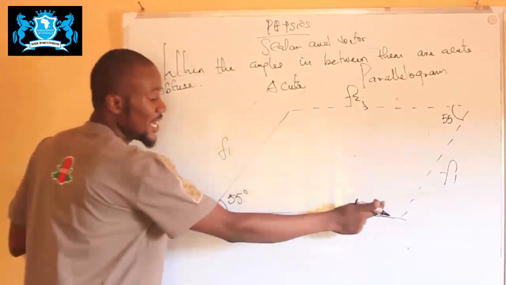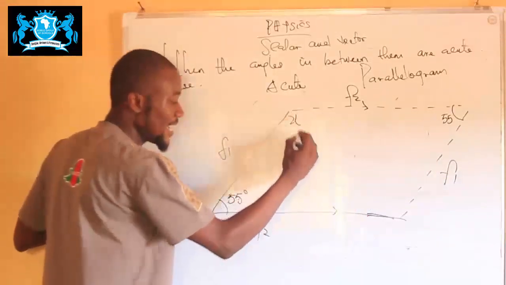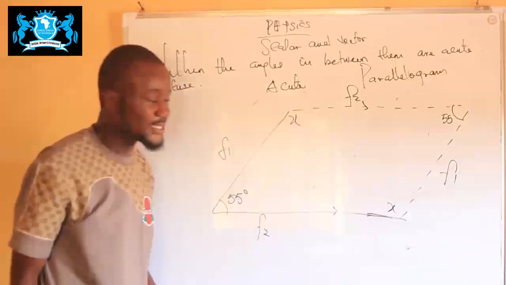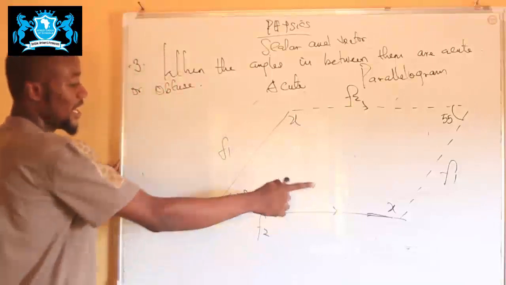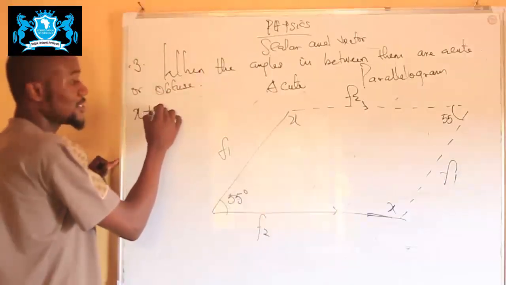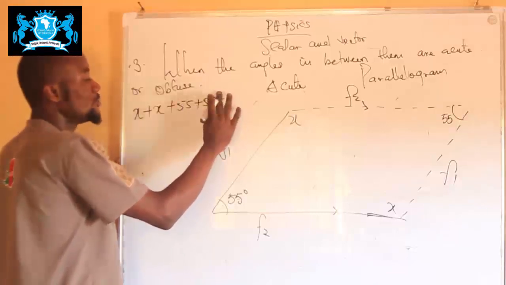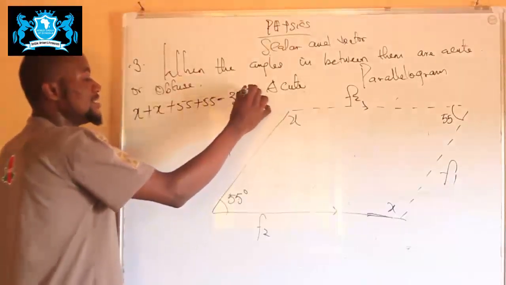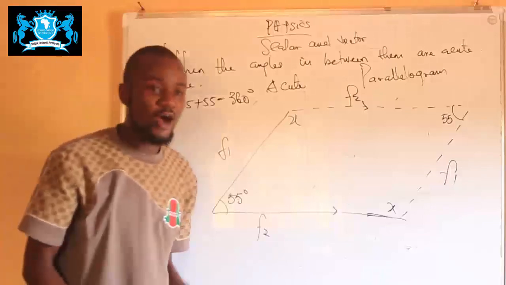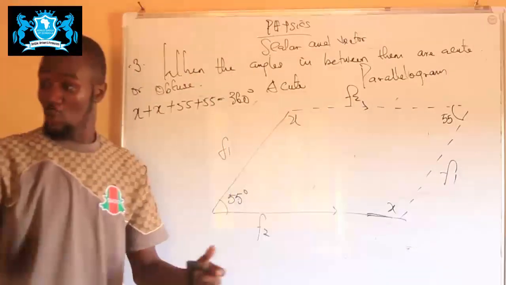Now, since these two sides are unknown, if here is x, here will also be what? X. Now, how can we get the value of x? Now, we have x plus 55 plus x plus 55 is equal to 360 degrees. Reason: sum of angles in a parallelogram, or in a quadrilateral.